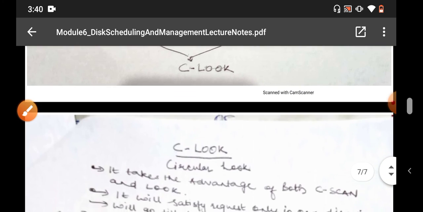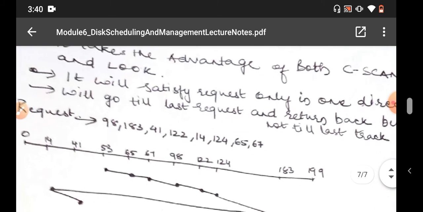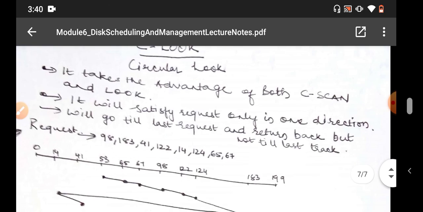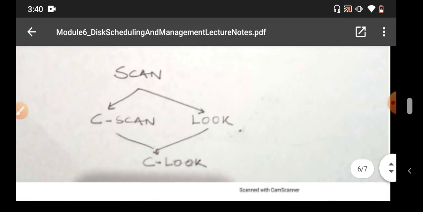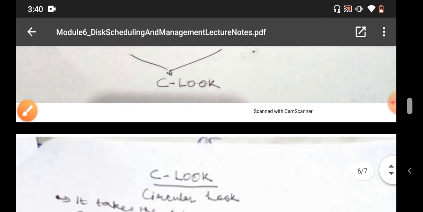So you may be asked about this, and you have many points to write. The same example is taken. It takes advantage of both C scan and look. It serves requests only in one direction, will go to the last request, and so whichever are the positive points of both algorithms are taken and included in C look. So that is what C look is about.